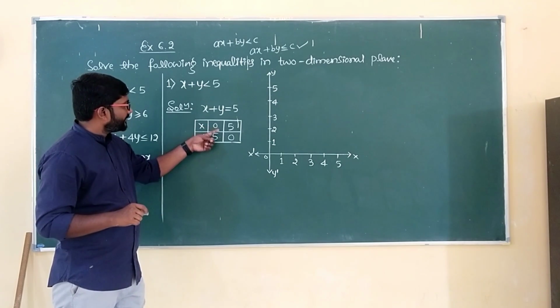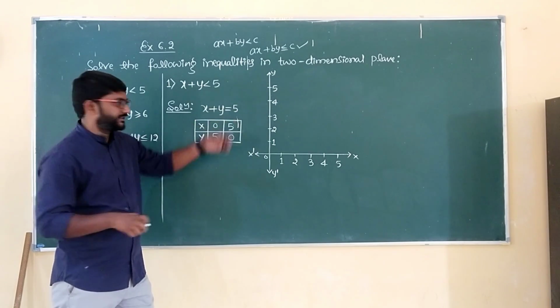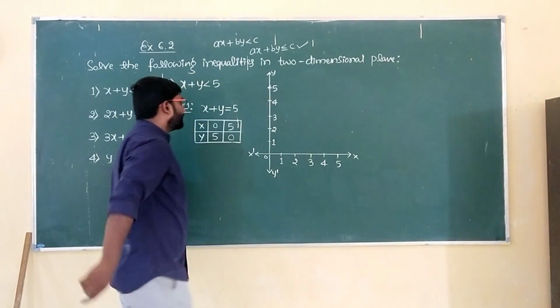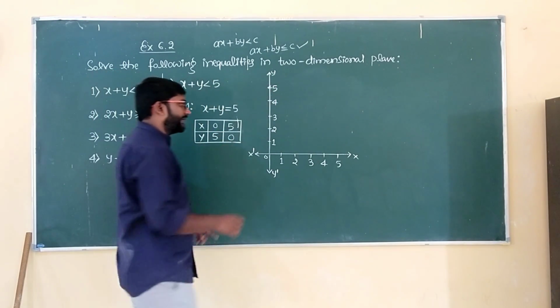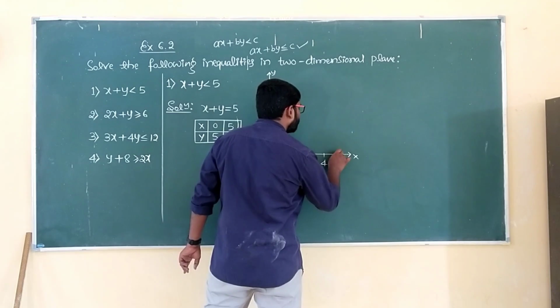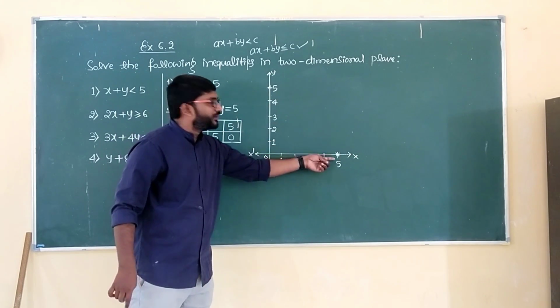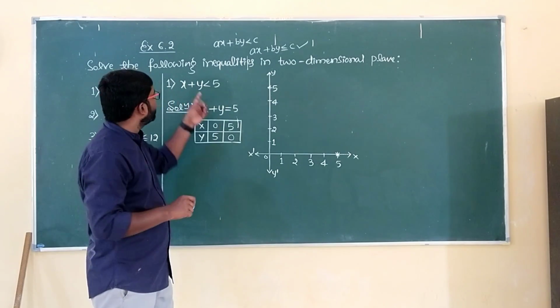So consider the first point now. First point is 0, 5. That means it is on the y axis. X is 0, y is 5. It is this point. Now take the second point, 5, 0. X is 5, y is 0. It is this point.